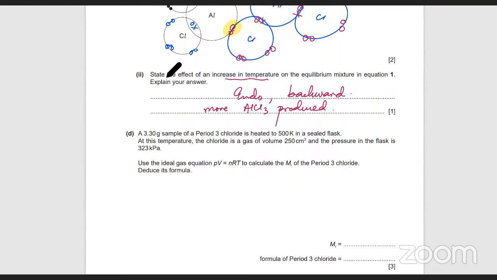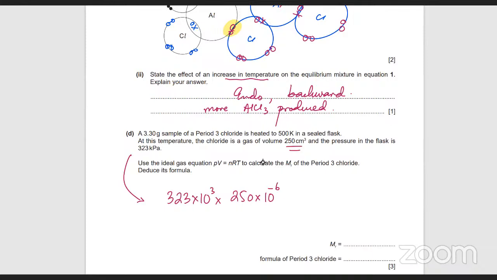And the next one: a 3.3 gram sample of a chloride is heated to 500 Kelvins in a sealed flask. So it's some chloride. At this temperature, the chloride is a gas and has a volume of 250 cm3 and the pressure in the flask is this. So we need to find the MR. That's kind of easy. P is 323 times 10 to the power 3. V is 250 cm3, which is 10 to the power minus 6 in meters cubed.